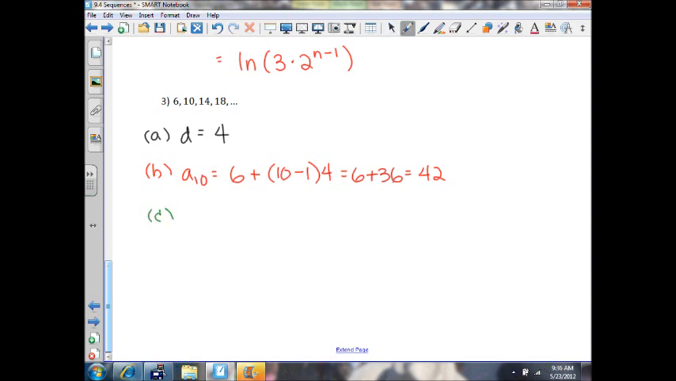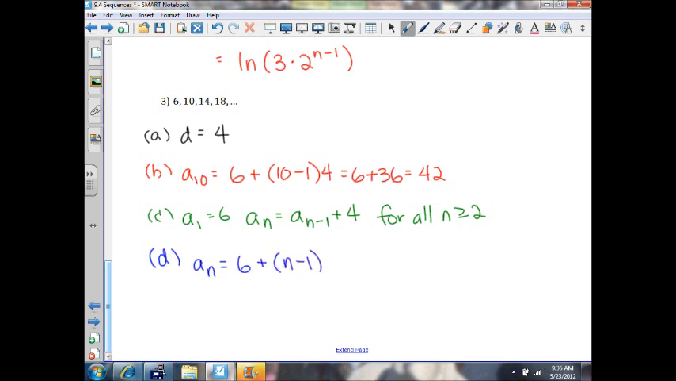Your recursive formula: a sub 1 is 6. a sub n will be a sub n minus 1 plus 4. This is for all n greater than or equal to 2. For part D, a sub n will be my first term, 6, plus n minus 1 times 4, which will simplify to 6 plus 4n minus 4, which will really be 4n plus 2. So a sub n will be 4n plus 2. So there you have it for arithmetic sequences.